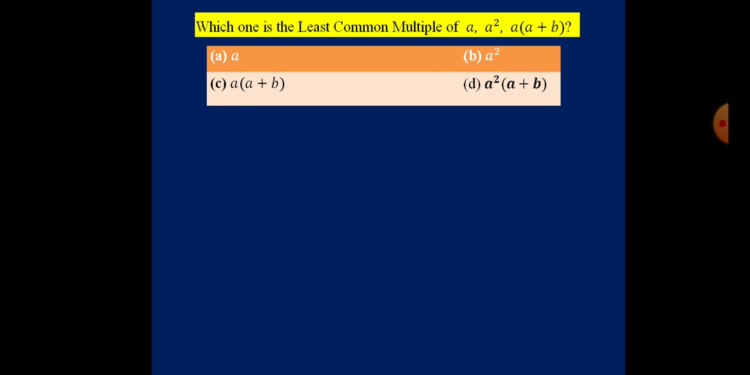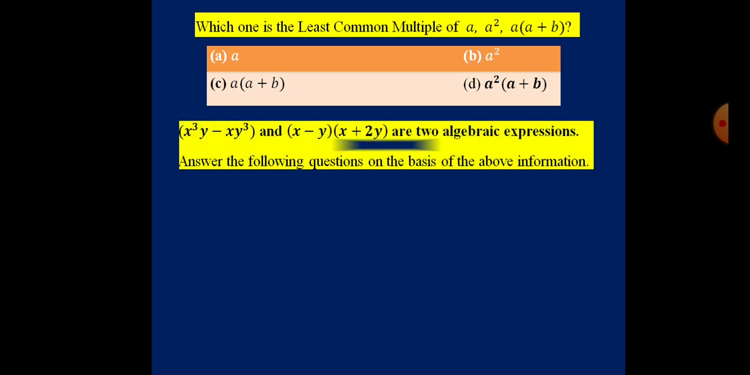So you might be wondering that the answer is a or b. No. Well, you are not finding HCF, you are finding LCM. You need to take all the factors. The highest power of a is here a square, and a plus b is a factor, so we need to take a square times a plus b. In that case, D is the right answer.